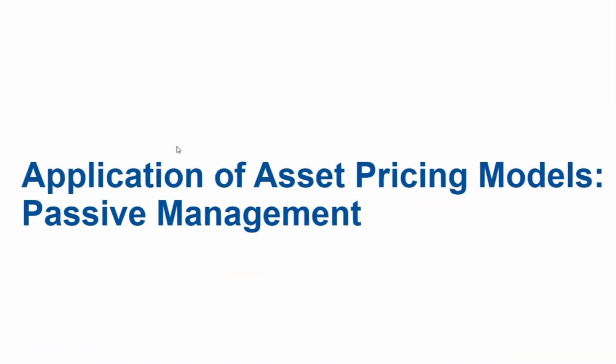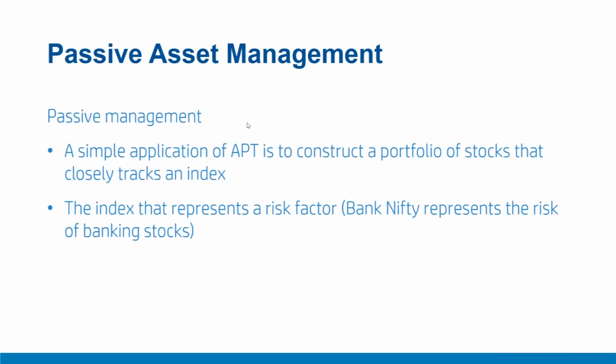Application of asset pricing models in passive management. In this video, we'll discuss the applications of asset pricing models in the context of passive management. A very simple and intuitive application of APT models is to construct a portfolio of stocks that closely tracks a certain index. This index can be a market index like Nifty 50 or a certain industry sector specific index like Bank Nifty, which represents the risk of banking stocks.